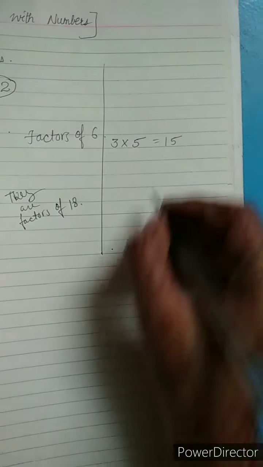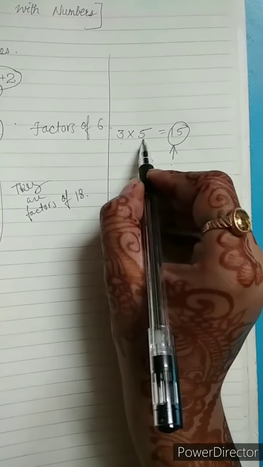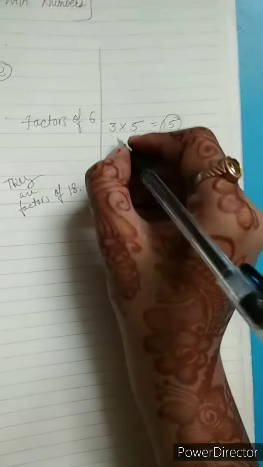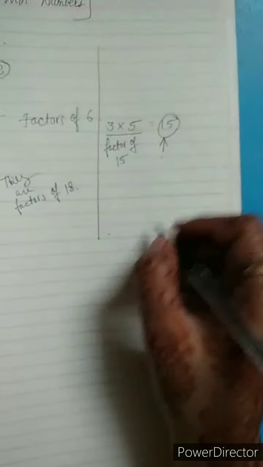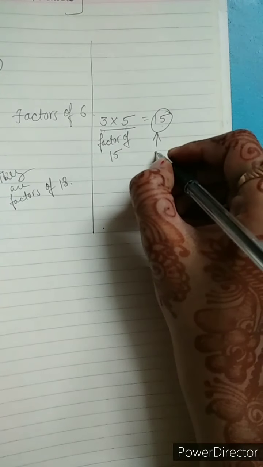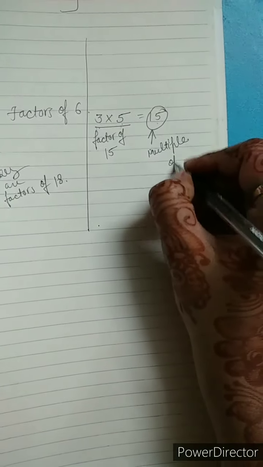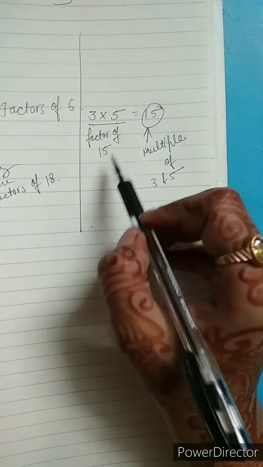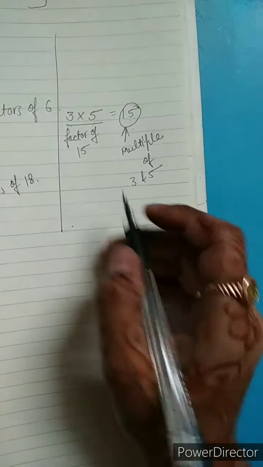3 5s are 15. So 15 is a multiple of 3 and 5, and 3 and 5 are factors of 15. Both conditions are satisfied.